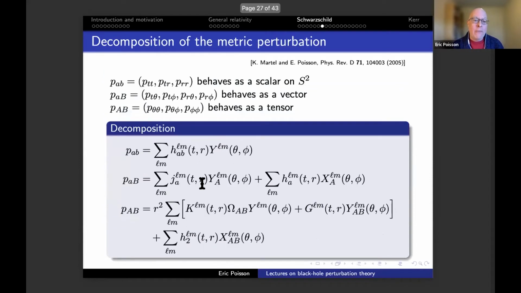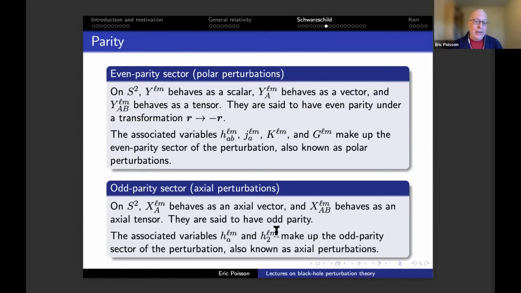So all the coefficients that come in front of XA and XAB make up what's called the odd parity sector of the perturbation, or the axial part of the perturbations. So in a sense, on top of that spherical decomposition that we introduced, we also have a parity decomposition into even parity and odd parity. And that turns out to be also powerful because, as I'll describe in a minute, the perturbations actually decouple.